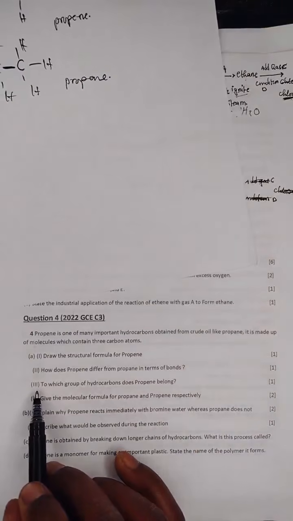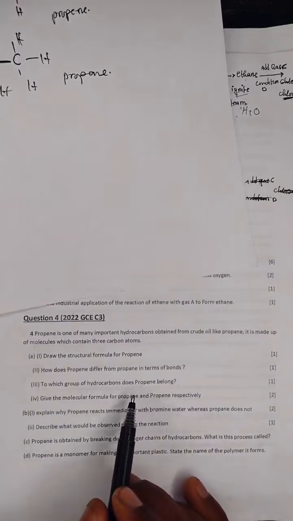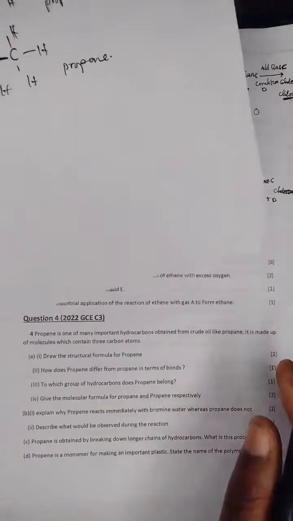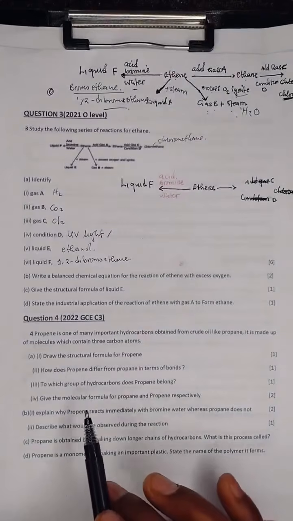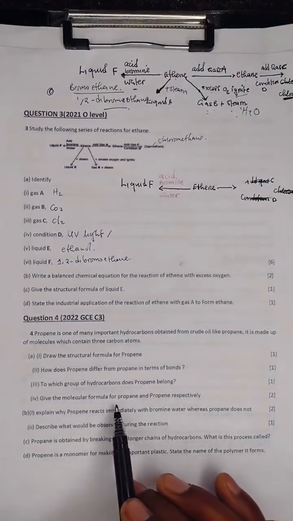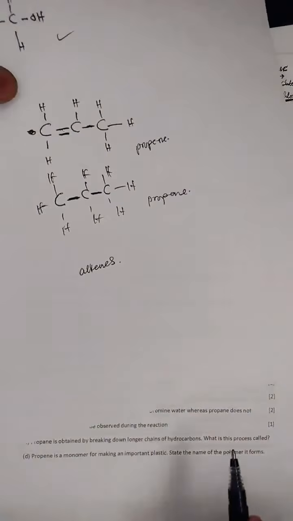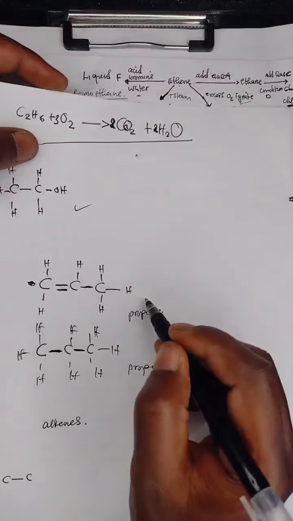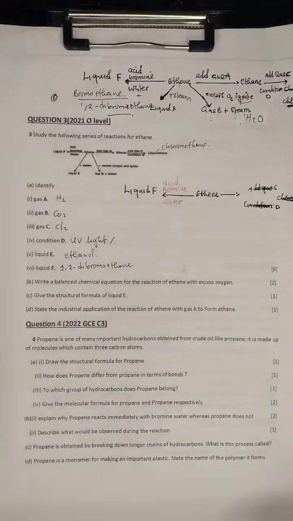Question 4, A3. To which homologous series does propene belong? Propene belongs to alkenes. That is the answer. Give the molecular formula of propane and propene respectively. So we are writing the molecular formula of propane and propene. Propene is this one, propane is this one. So these are the structures. Okay.